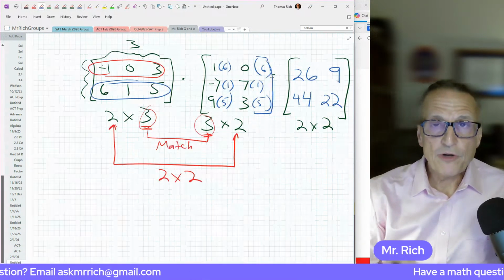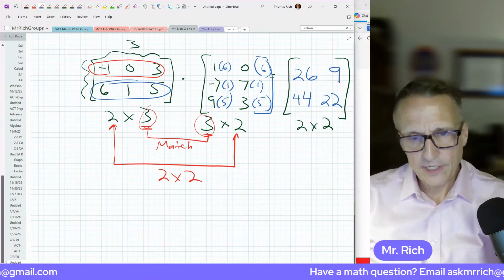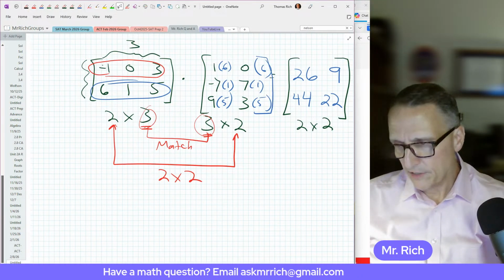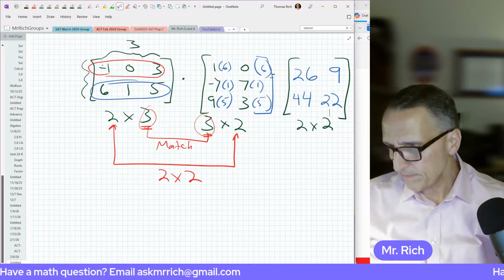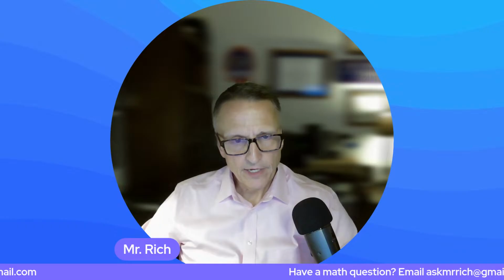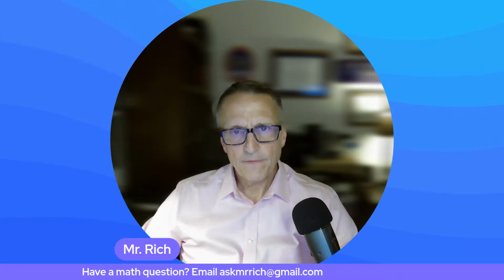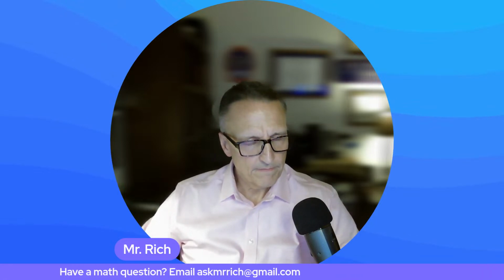Now, let me show you a few problems from the ACT that involve matrices. So let me do that. Hang tight while I go grab what I need. We're going to look at some practice tests from the ACT. I don't have these ready to go, so just hang tight while I pull them up. Yeah, so we're going to just take a quick look at it.